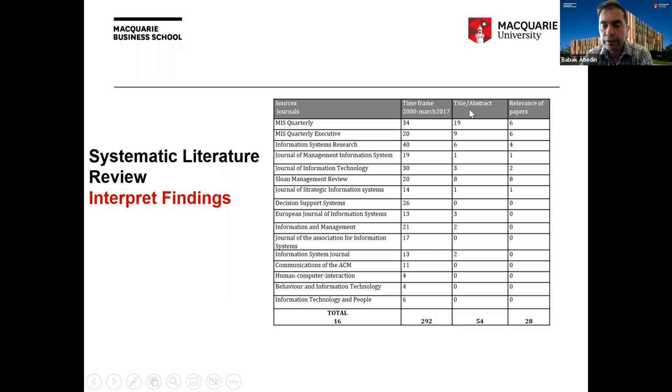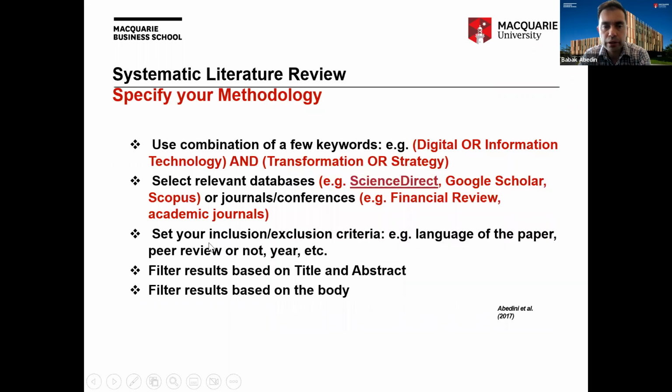Then we looked at relevant articles based on their title, and then from 92, we ended up with 54 articles. We then read all the articles in full, and we came up with 28 articles. As you can see in this table, I have also indicated the source journals. We only looked at journals in the business and information systems discipline. So we have identified all this inclusion, exclusion criteria in our paper.